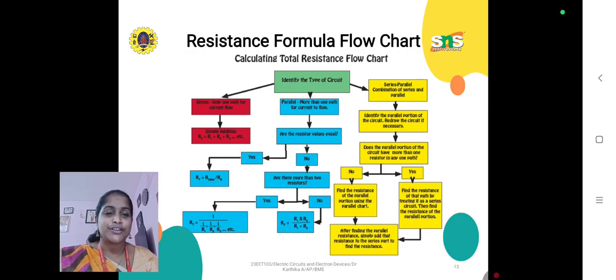Here I have included the resistance formula flowchart for calculating total resistance. You can refer to it. First we have to identify the type of circuit, whether it is series, parallel, or a combination of series and parallel. Again we go to the formulas of series, parallel and series parallel, and finally we determine the right formula for our circuit.